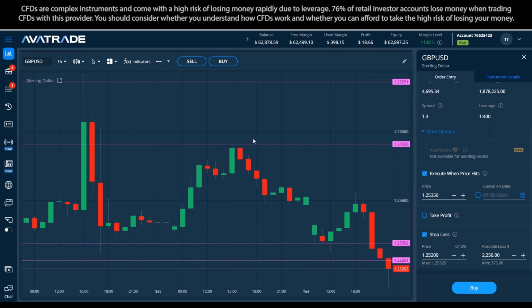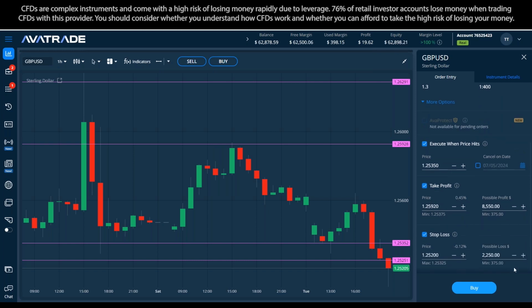So 125.92 is just before this resistance. So take profit, 125.92. And so I actually, that ratio is nice. It's better than 3 to 1, almost 4 to 1 potential profit compared to risk. I don't need to go necessarily to this next level up with resistance. This first one feels okay to me.